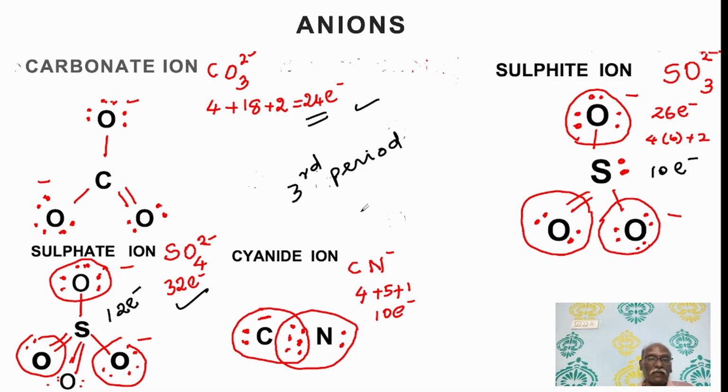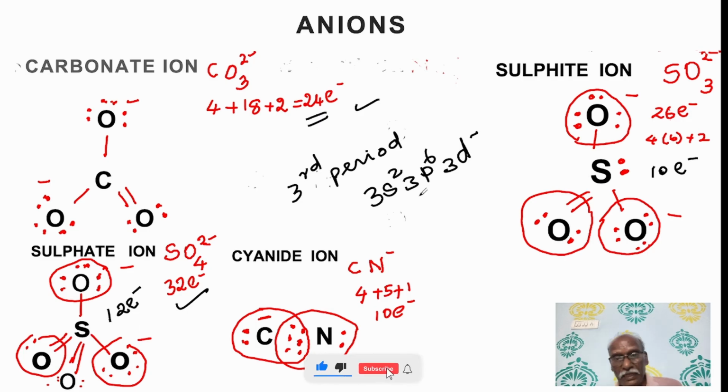In the third period we have 3s2, 3p6 and 3d also is there. The 3d shell is there, whereas in carbon and the others, 2s, 2p, no 2d. That's why a vacant 3d subshell is available. D orbitals are available. There it can accommodate those 4 electrons. That capability is there for sulfur since it belongs to the third period.